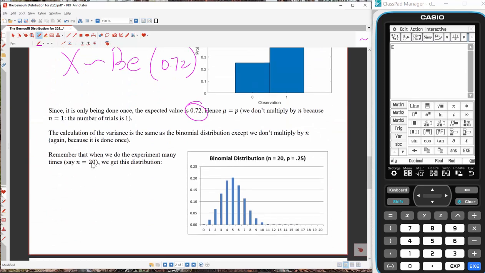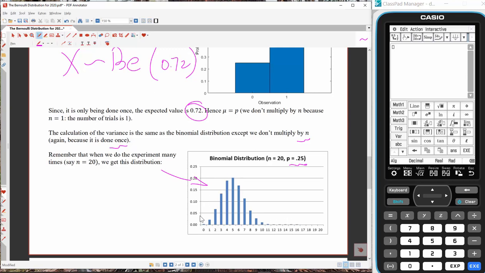Okay, so calculation of variance is the same as for the binomial distribution, except we don't multiply by n, because it's done once only. So this is representing one trial only. Remember that when we do the experiment many times, say n is equal to 10, we start to get this distribution where the probability of success is 0.25.